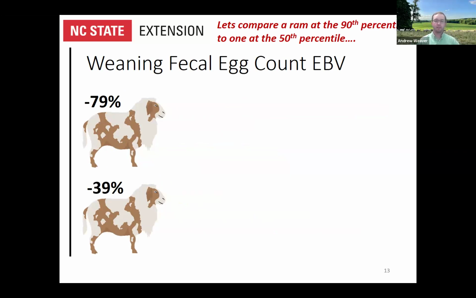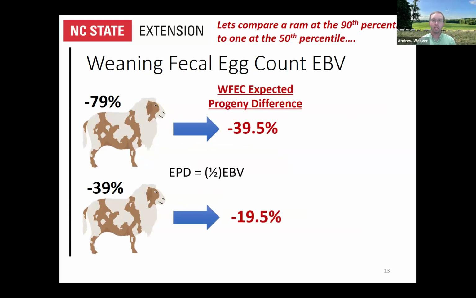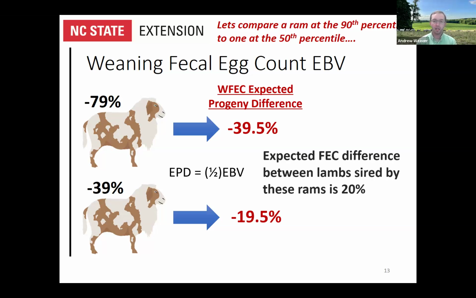Again, they're going to pass on half of their genetic merit to their offspring. So the weaning fecal egg count expected progeny difference for the ram at the top would be negative 39.5%. For the ram at the bottom, it'd be negative 19.5%. And so if we were to compare the fecal egg counts of the offspring between these two rams bred to the same group of ewes, we would expect the fecal egg count difference between these lambs to be about 20%.